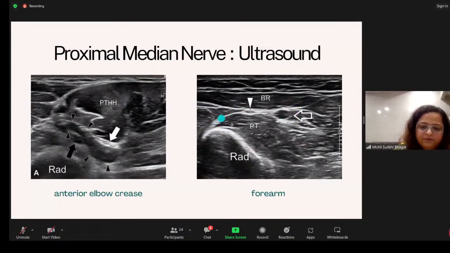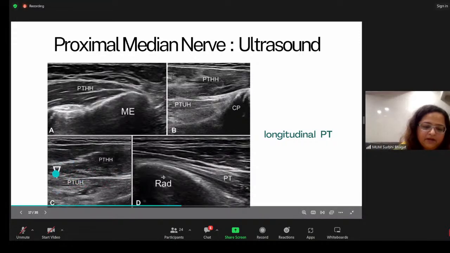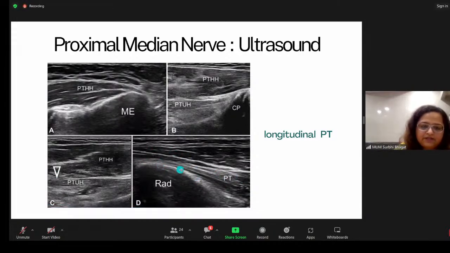This is the forearm. If you want to trace from the medial epicondyle of the humerus, pronator teres, then going down the coronoid process, the ulnar head starts coming. These two muscles combine and become a single muscle. This is the sheath in between, and it becomes one belly and gets inserted onto the radius. This is the pronator teres insertion onto the radius, in longitudinal section.